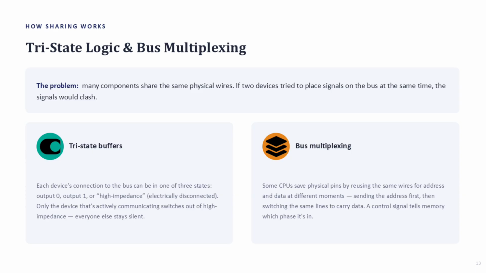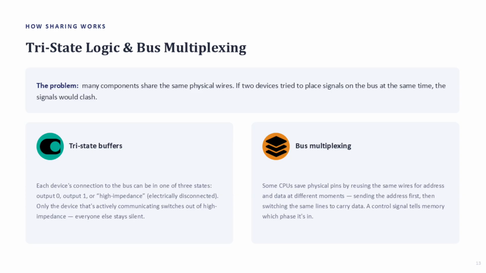Let's understand the name first. Normally, a digital wire can carry one of two logical states, 0 or 1. Tri-state logic introduces a third state called high impedance, often written simply as HiZ. Think of this third state as being electrically disconnected.